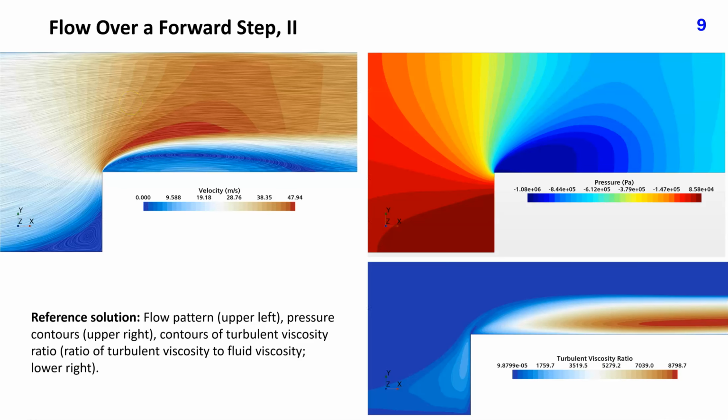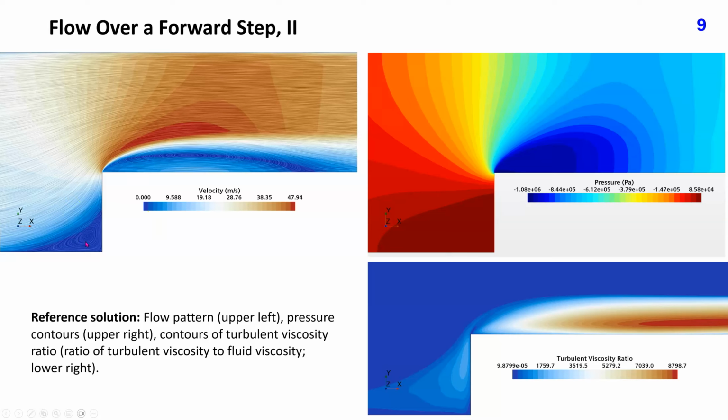These plots show details of the reference solution near the step: flow pattern, pressure contours, and contours of turbulent viscosity ratio, that is, the ratio of turbulent viscosity to fluid viscosity. The flow is from left to right. A high pressure zone results in this corner, which leads to a clockwise recirculation zone, which is clearly visible in the flow pattern visualized by line integral convolution plot.